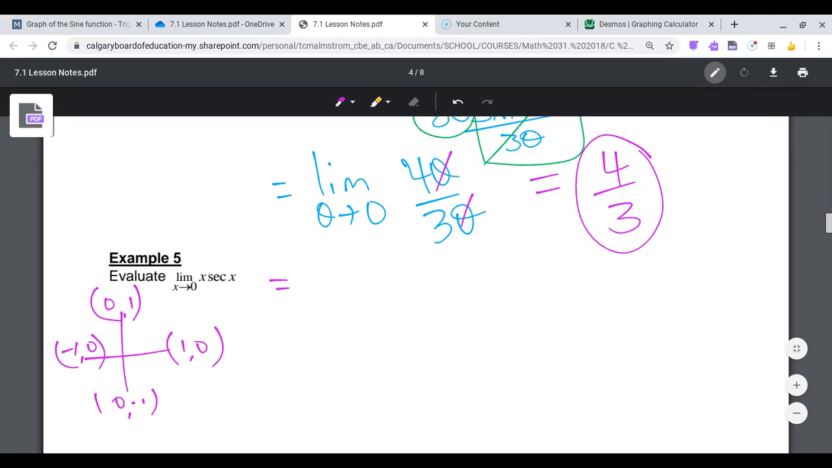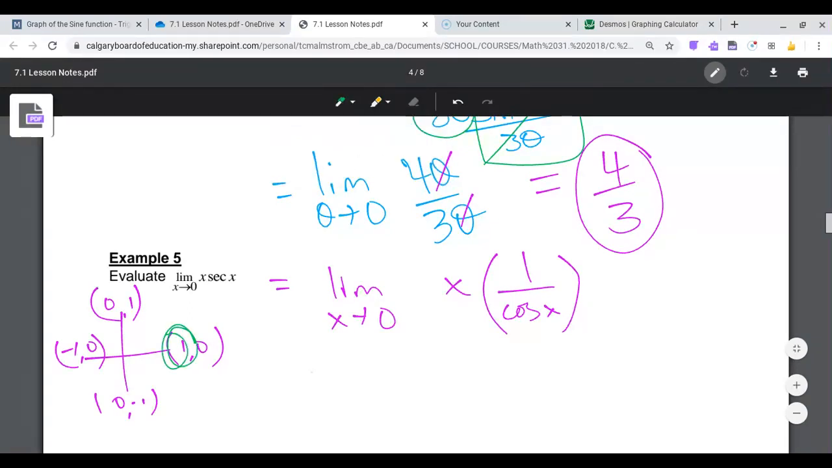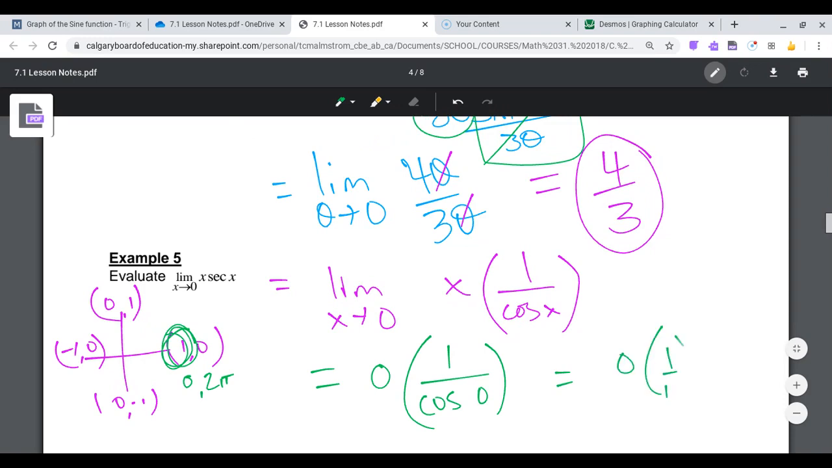So this is equal to the limit as x goes to 0 of x times 1 on cos x. And what is cos 0? Cos 0 is 1, so I can plug in 0 for x. So x is 0, 1 on cos 0. Remember, at 0 radians, or 2 pi radians, I'm looking for the x coordinate, that's 1. So I have 0 times 1 on 1, which is just 0.